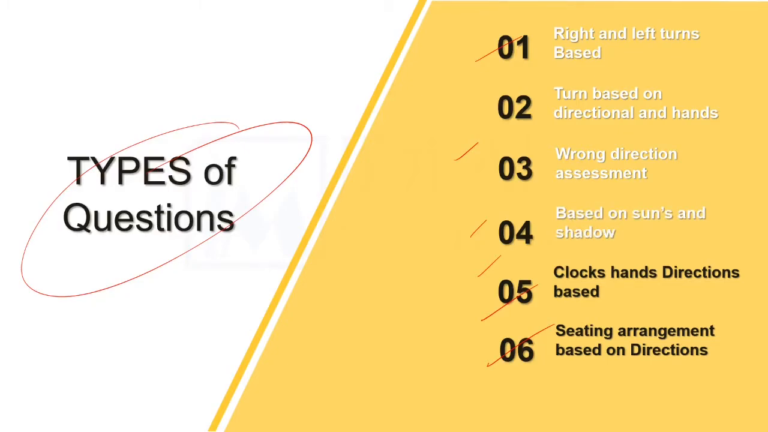In type 4, questions are asked based on the sun's position and the object's shadow. Clock hands and their position with respect to direction based questions would be covered in type 5. Last, type 6. It combines another topic, that is the seating arrangement.